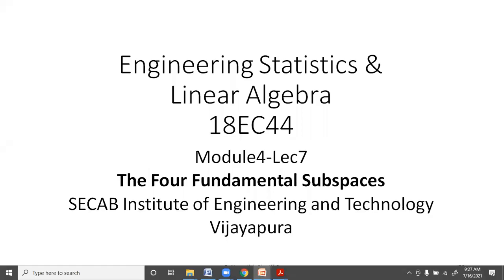So this is Engineering Statistics and Linear Algebra 18 EC 44. We are in module 4, linear algebra, and we are now trying to discuss the 4 fundamental subspaces. Rather, we already discussed 2 of these fundamental subspaces, the column space and the null space. We have 2 more, and that we are going to discuss today.